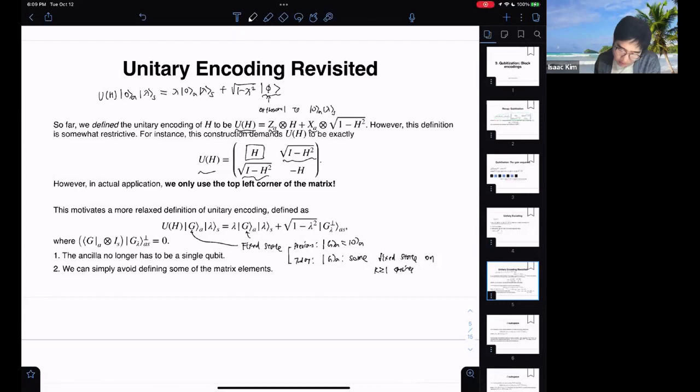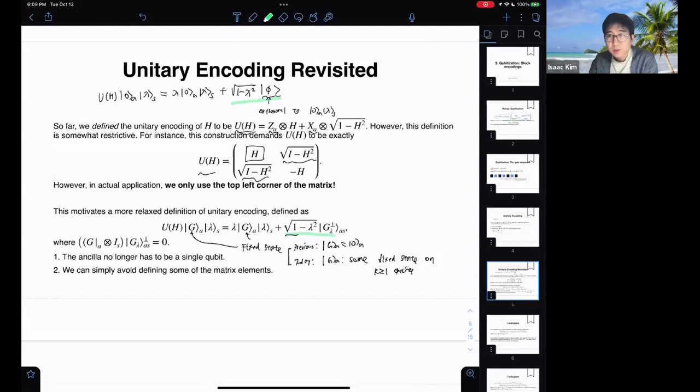Just to compare, I'm going to compare these with a green line. Because of the normalization constraint, you get the coefficient of square root of 1 minus lambda square, and you have some state which is orthogonal to this first state, but otherwise you don't really care about what that state is.